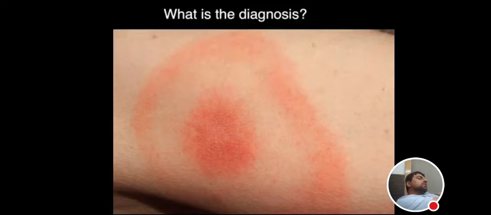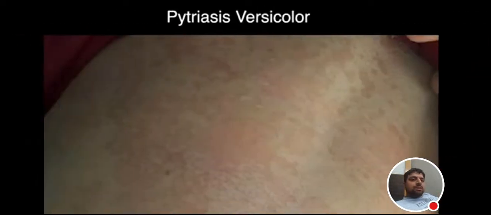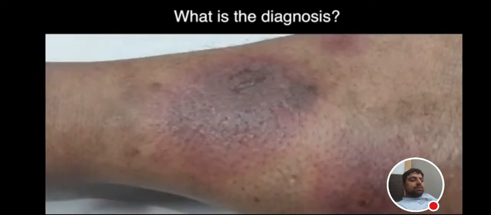The image shown here, in 2021 NEET PG examination, you are definitely going to receive one image from this, or two, three images from this. So this is a case of erythema migrans. Erythema migrans. Okay. What is the diagnosis here? This is a case of pityriasis versicolor. Pityriasis versicolor.